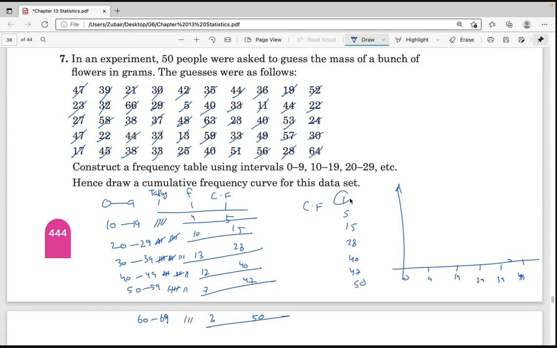And now we'll draw this. Against 9 is 1. Then against 19 is 5. Against 29 is 15, then 28, 40, 47, 50. And this would be our cumulative frequency curve.